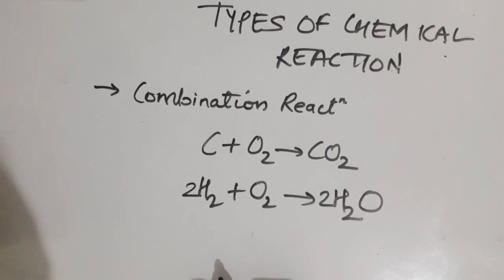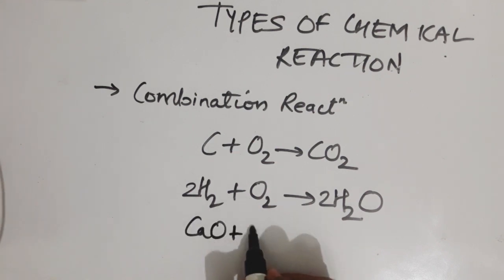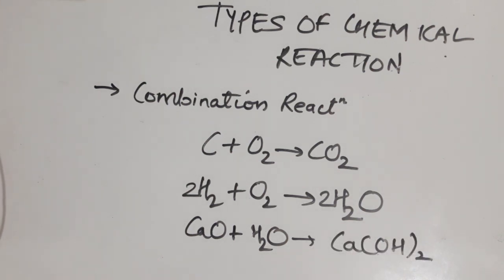If you take another example, like CaO reacts with water. So what is CaO? It is also known as quicklime. So it combines with water to give calcium hydroxide, Ca(OH)2. Again, this is a combination reaction.